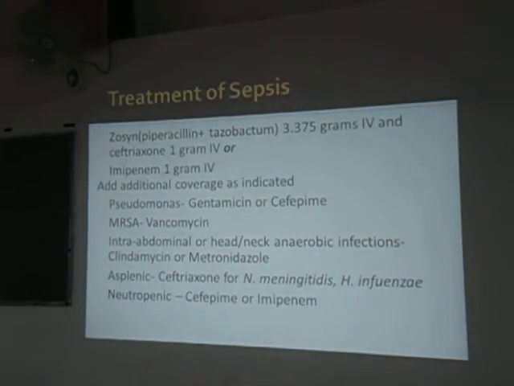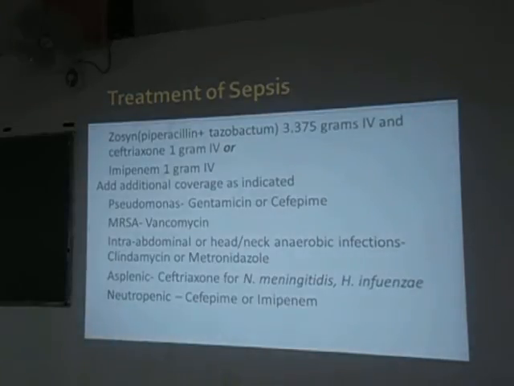For intra-abdominal or head and neck anaerobic infection, we can go for clindamycin and metronidazole. Metronidazole, the cheapest, strong antibiotic. Then we can go for ceftriaxone for bacterial meningitis, then for neutropenia, cefepime and imipenem. Cefepime again the 4th generation drug.